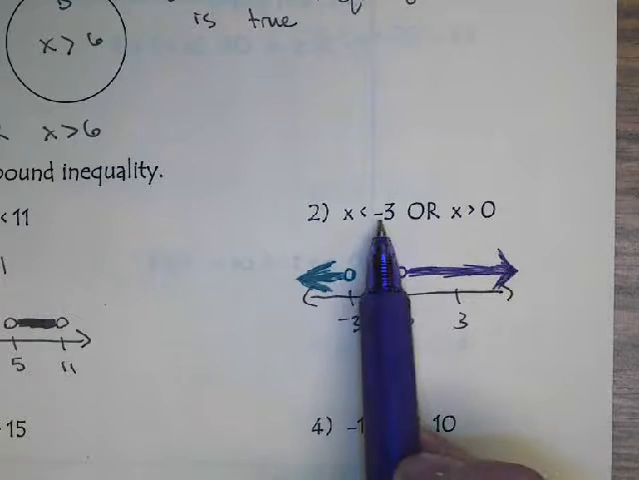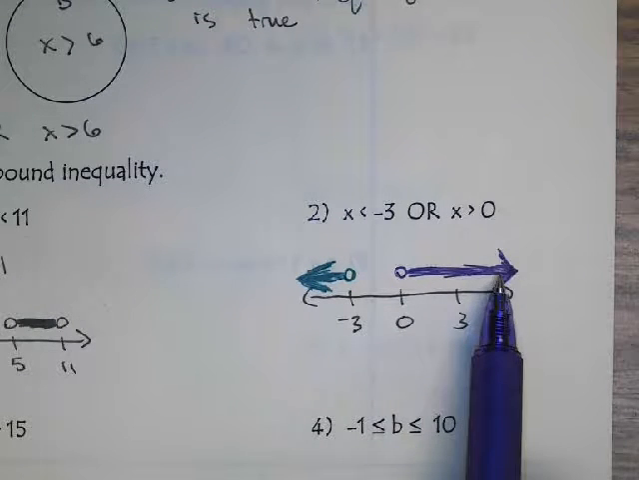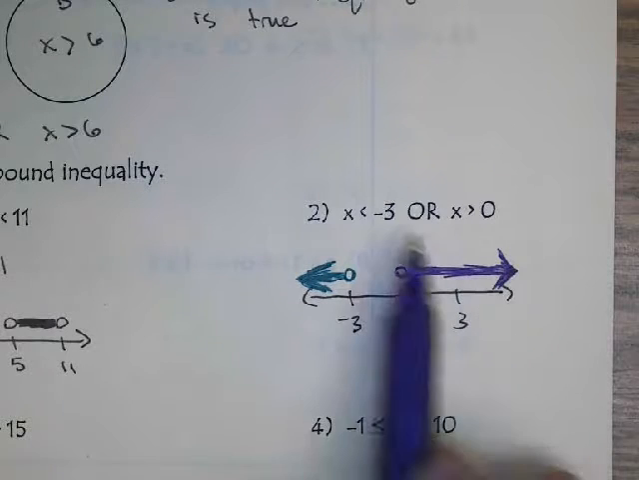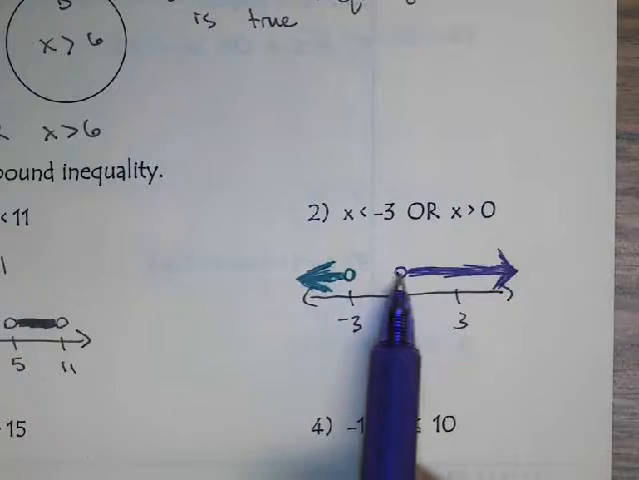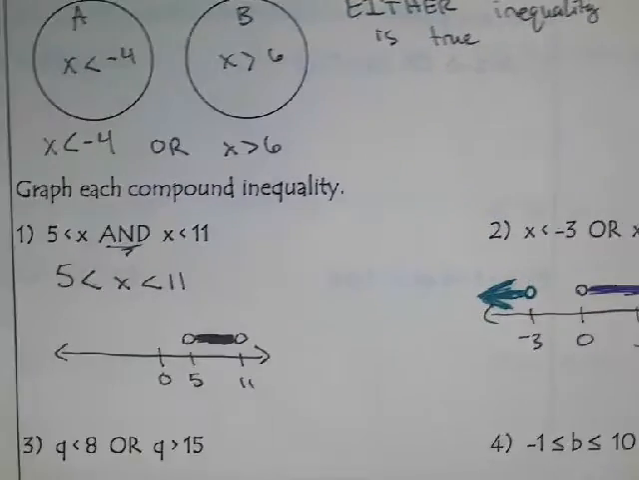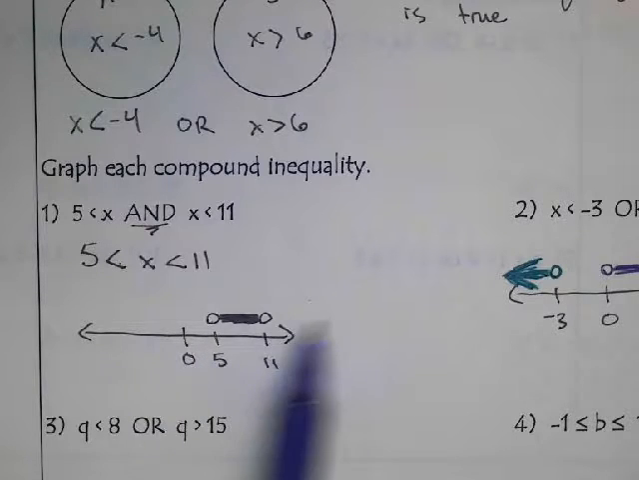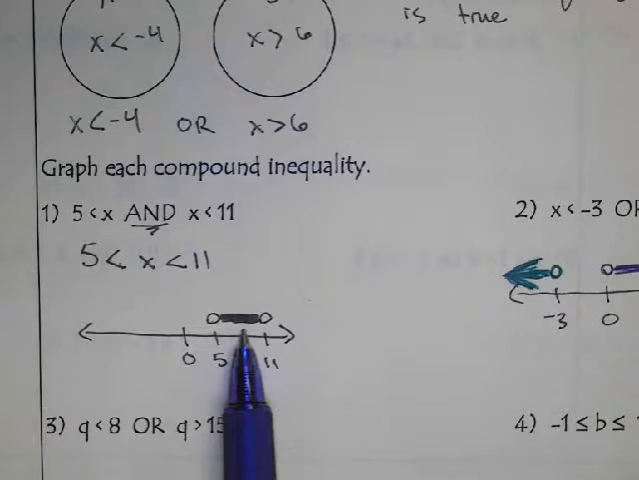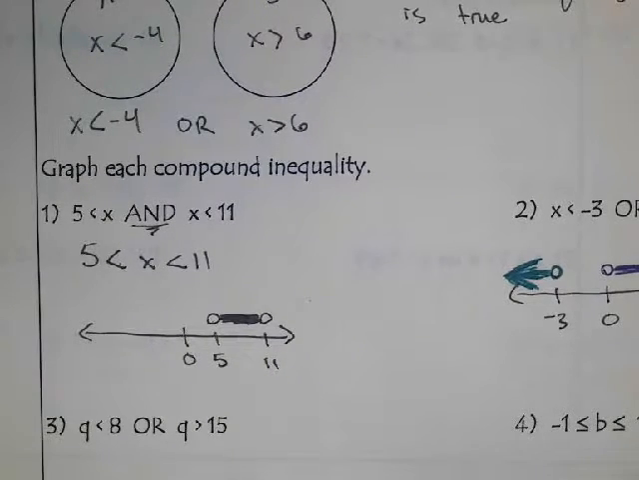-7 satisfies this one, so the -7 will be a correct solution. Positive 112 satisfies x greater than 0, so that'd be a correct solution. The only numbers that are not correct solutions are between 0 and -3. Whereas on our first one, anything outside of 5 and 11 will be an incorrect solution, like -2, not going to fly. But say 7, since it's between 5 and 11, that would work.